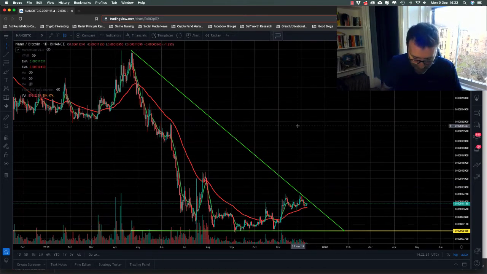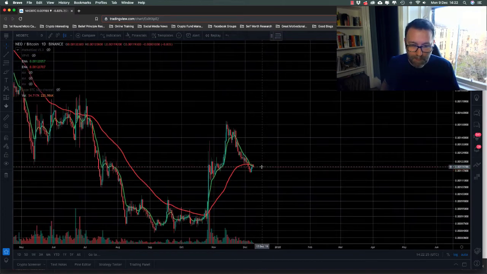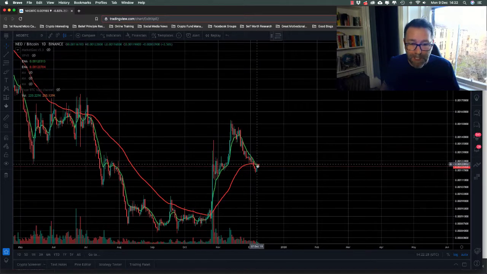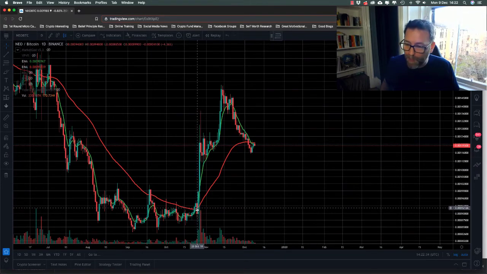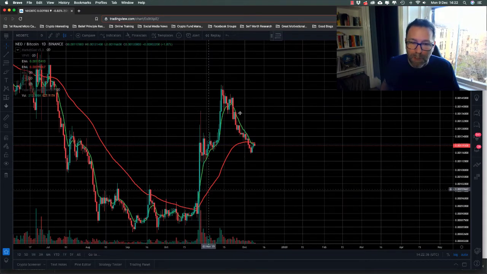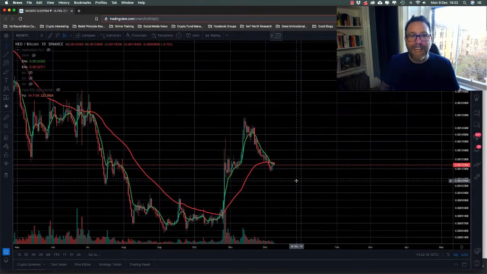Okay, next one is Neo BTC. Neo is just crossing down. The 70 EMA is crossing down over the 50 EMA, which is a bearish sign for me just now. It did go up, it crossed up at 92,000 Satoshi and it went up to 153,000. But it's coming back down now, and this is tied to China.